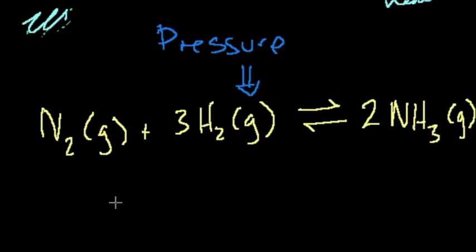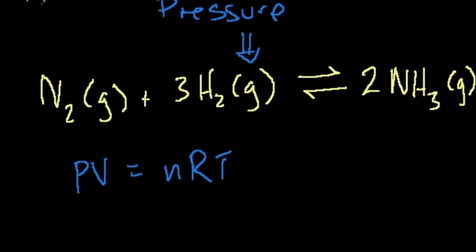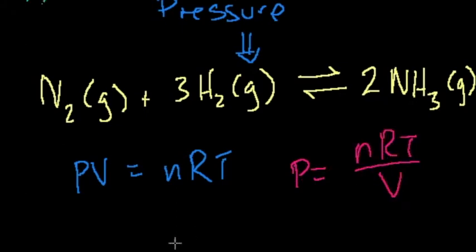Now, when things are getting closer together, the stress of the pressure could be relieved if we end up with fewer molecules. Think about it this way. PV is equal to nRT. We learned this multiple times, right? And let's say we could write P is equal to nRT over V.